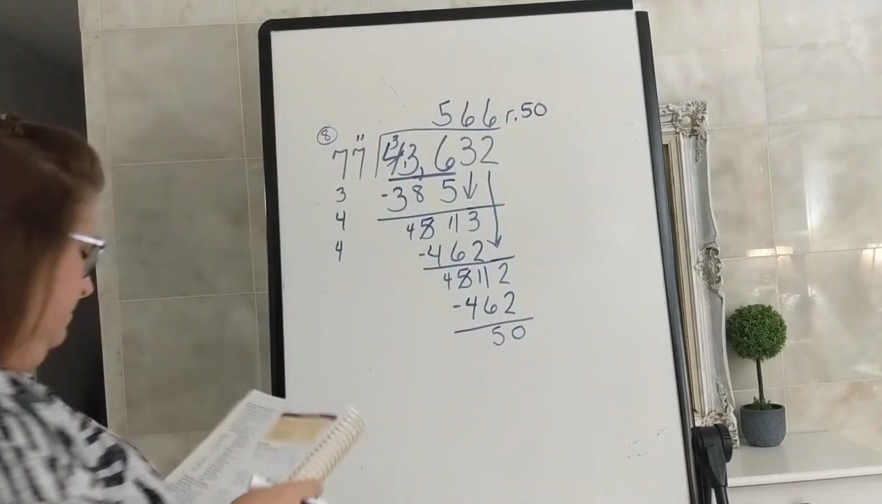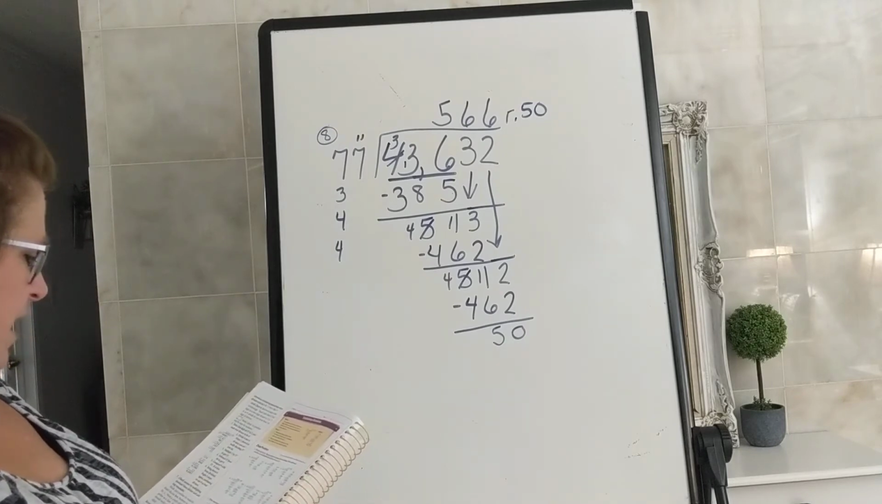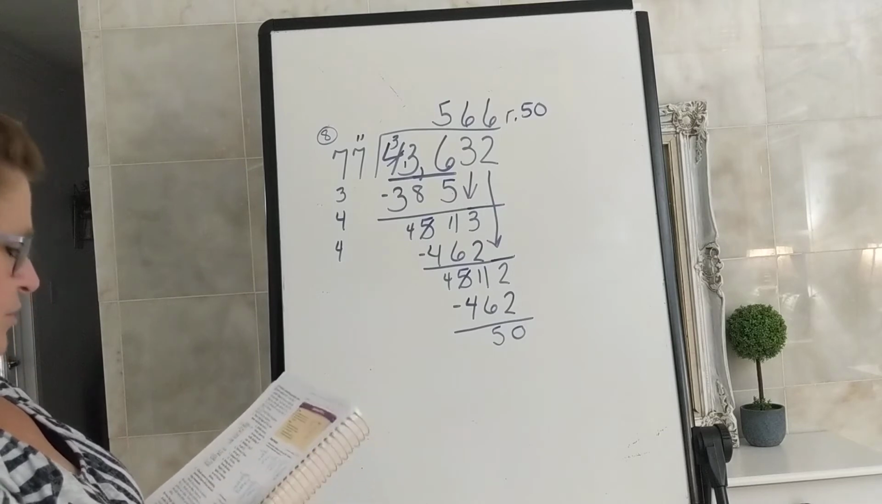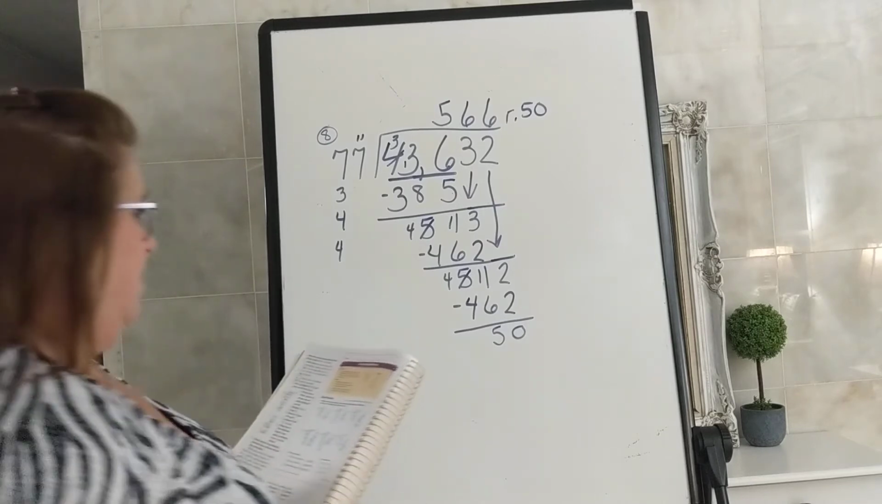Remainder 50. Okay? Now let me go ahead and do letter E with you, and then you guys are going to do letter F by yourself, okay?